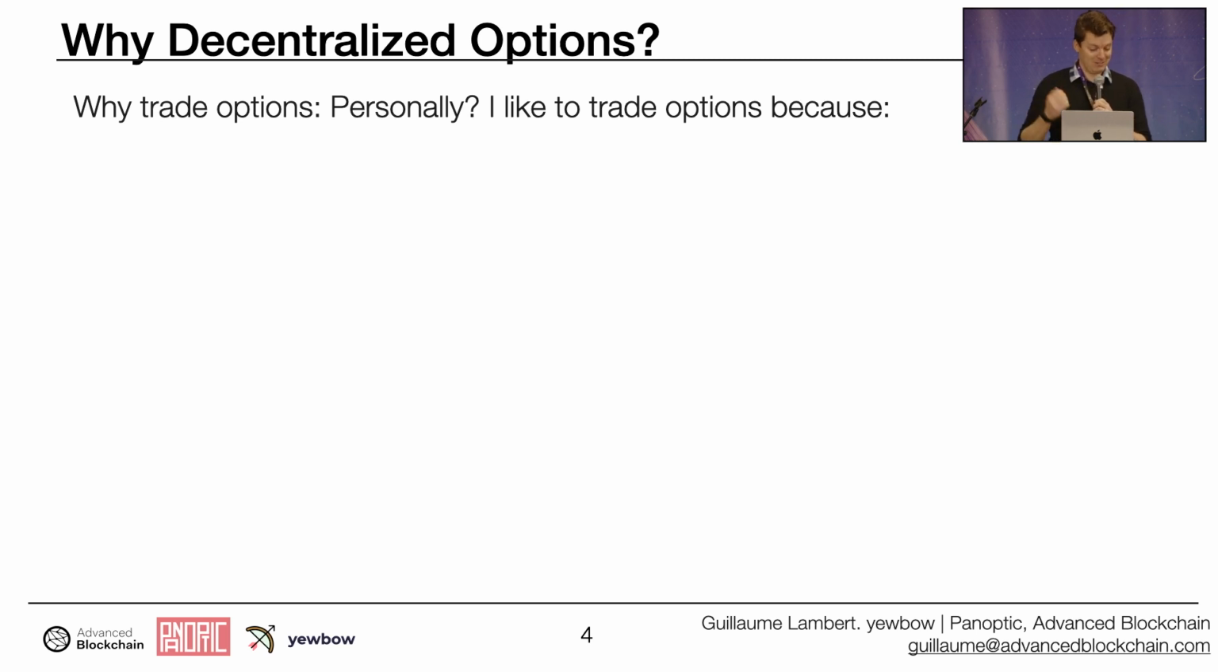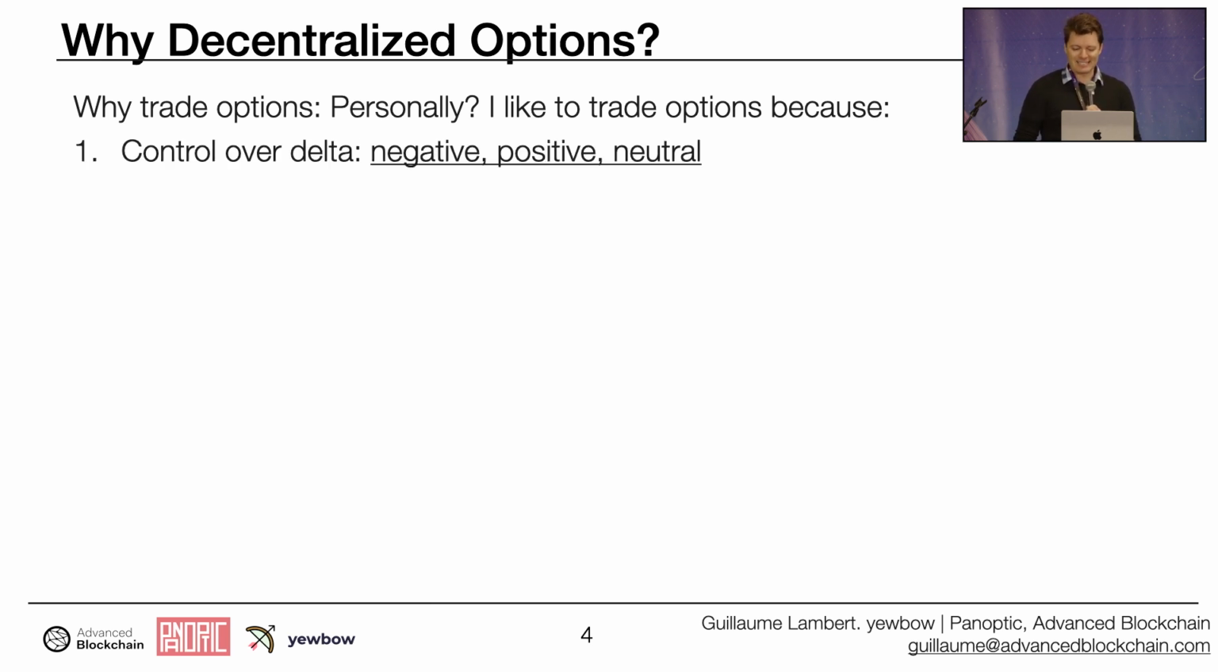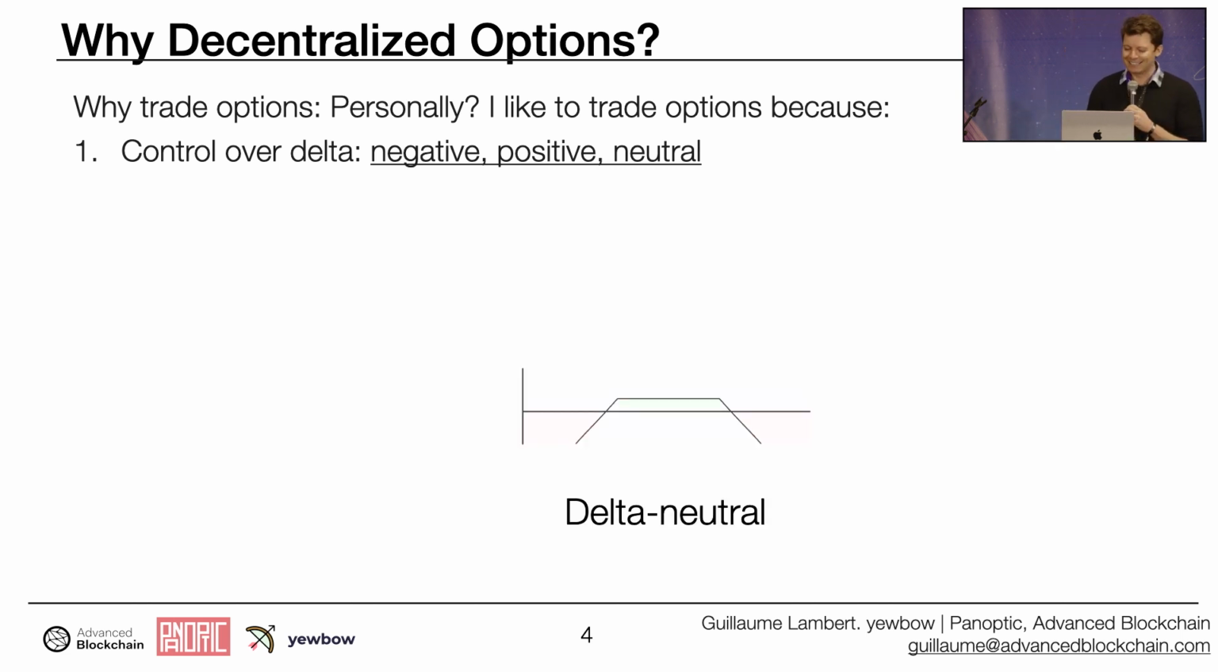And one question is why trade options? I personally trade options, and as Alexis said, you can buy options, but I find it more interesting to sell them. You can sell them because that allows you to control your delta a little bit more. We all know about delta neutral strategies. These are strategies that are resilient to price fluctuations. You can have a swing of 10, 20%, and your capital doesn't decrease as much.